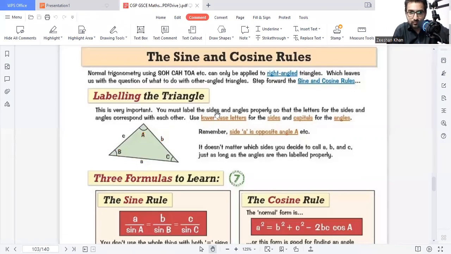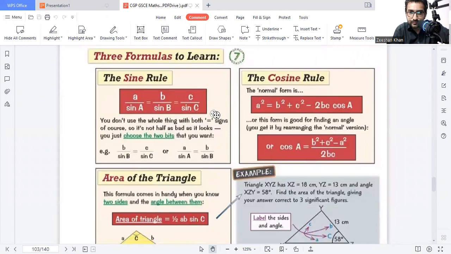Okay, so these are the three formulas to learn. The first one is the sine rule. The sine rule formula is a divided by sine A equals another side, b divided by sine B, equals c divided by sine C. By the way, it is not necessarily that you will always write all of them. You can write them separately as well. For example, when we solve questions, you will see, you can write like this as well.